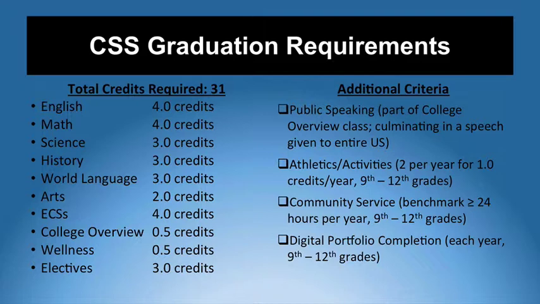That's because students also need to earn 1 credit per year in the athletics and activities category. Students need to get at least 24 hours of community service per year. They should get 12 hours per year with school-sponsored community service days. The other 12, they need to get on their own. And each student also completes a digital portfolio each year with a reflective piece.